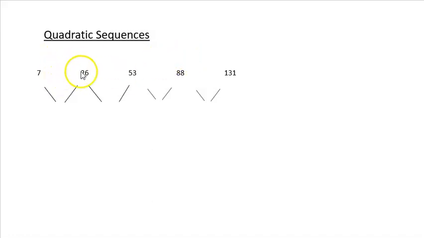So the first thing we do, we actually do the same thing we do for linear sequences, and we find the difference between all of them. But as you can see here, the difference for all of these is very, very different. So we have 19, 27, 35, 43. So we can't use the same method we use for linear sequences to solve this quadratic sequence.